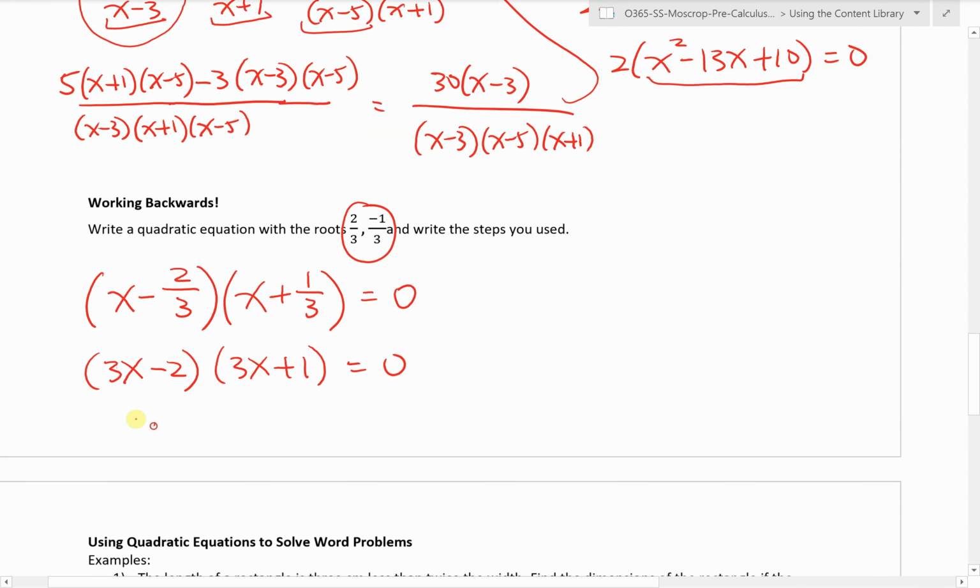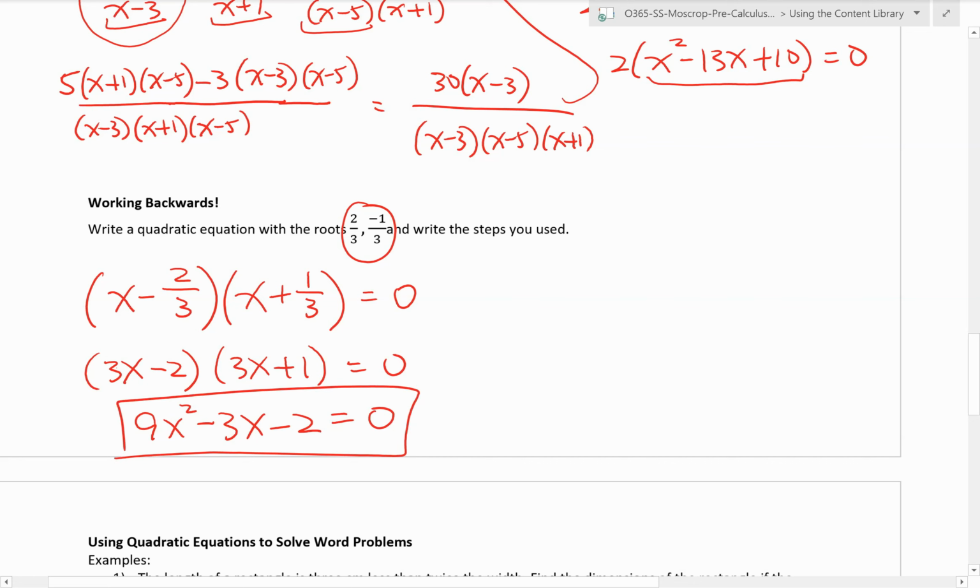That's 3 times 3, so that's 9x squared. 3 times 1 is 3. -2 times 3 is -6. So minus 3x, minus 2, -2 times 1. And there is the answer. Okay, looks much nicer than those fractions. So not too difficult.